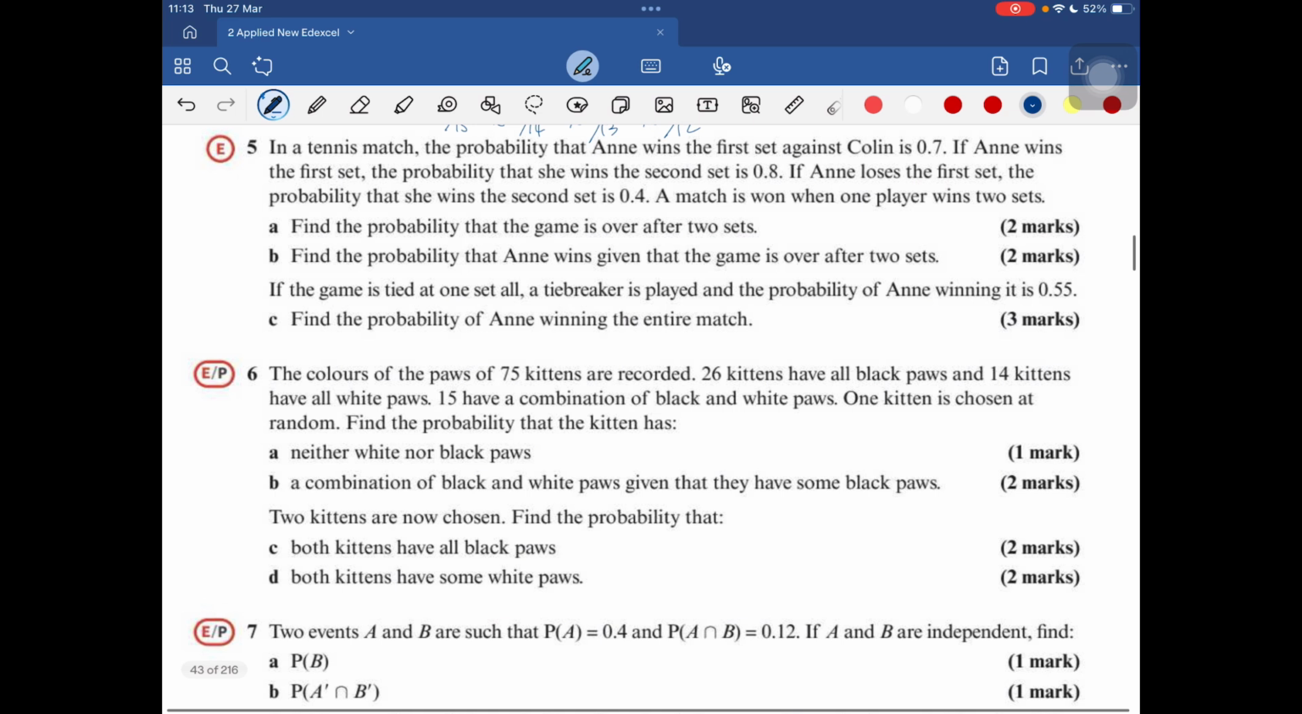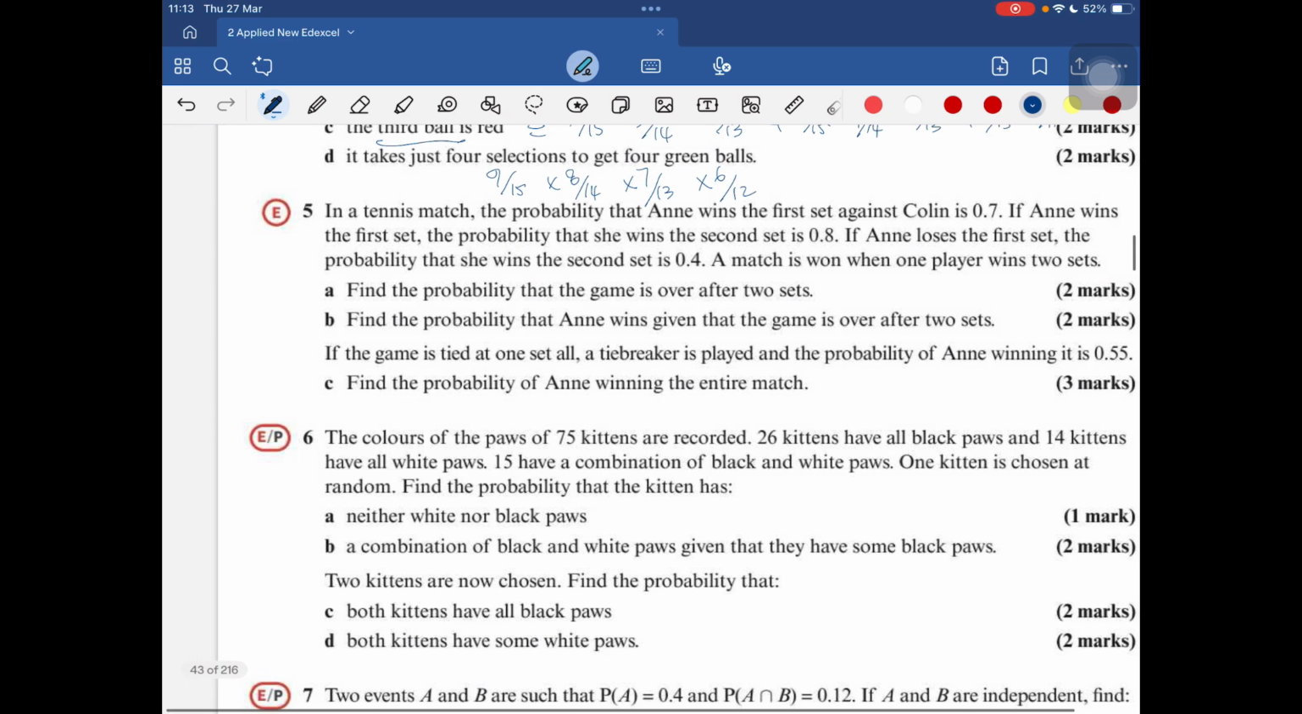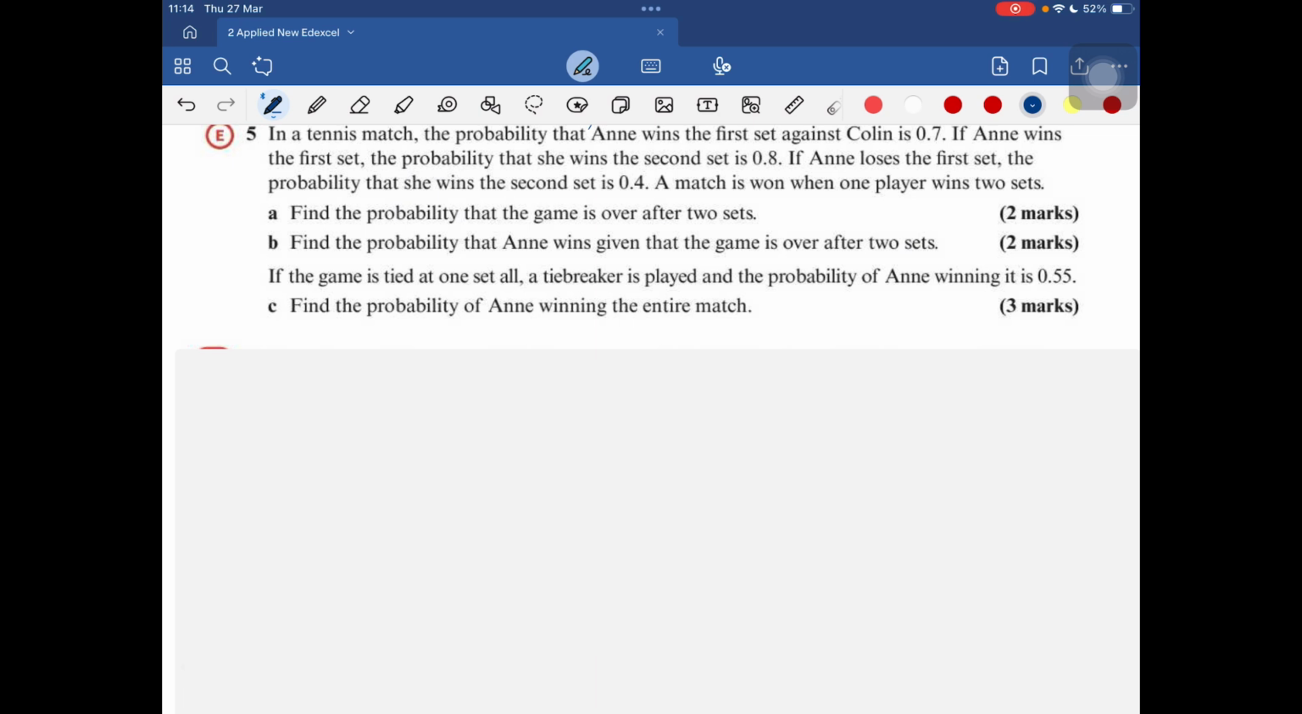Number 5, tennis match. Anne wins the first set against Colleen, 0.7. She wins the second set, okay. Loses the first set, okay. So the match is over when one player wins 2 sets. Probability the match is over after 2 sets, okay. We have 2 sets. So first set, who wins? And Colleen. Second set, and Colleen.